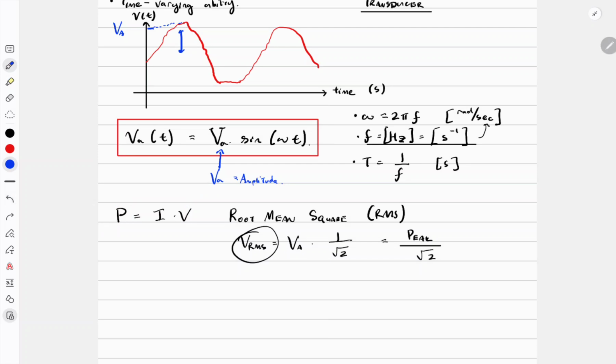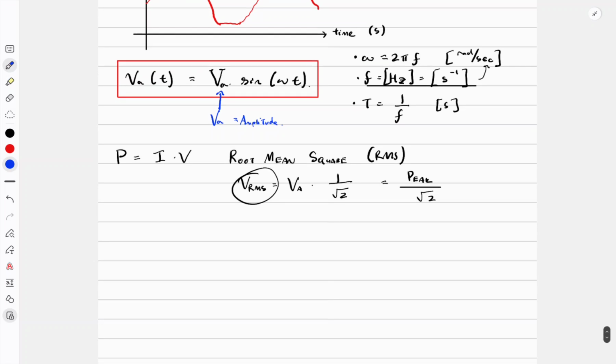The actual way to calculate power consumption is you take the peak value and divide it by the square root of 2, and then you plug this number in for voltage, and now you will produce a power. The number you calculate will be the actual power consumption. So let's say this as an example.